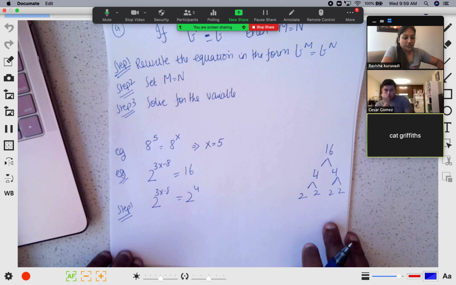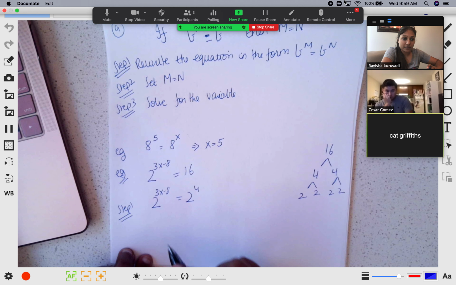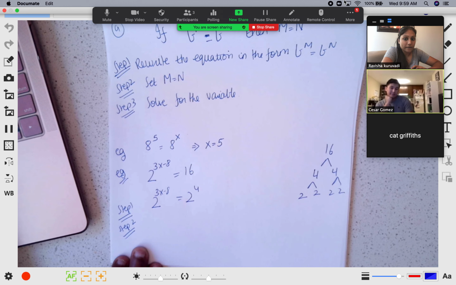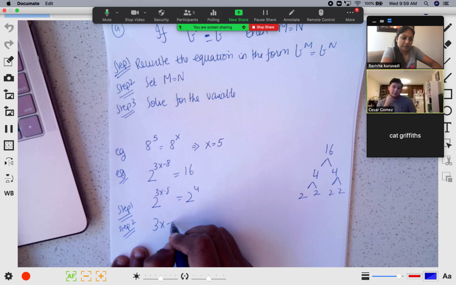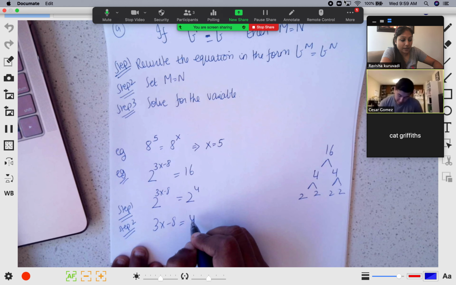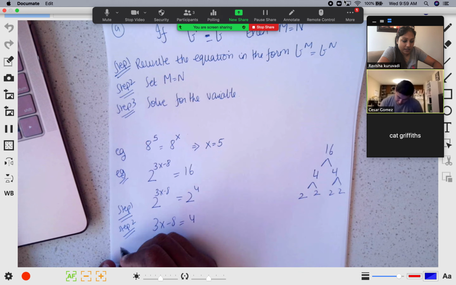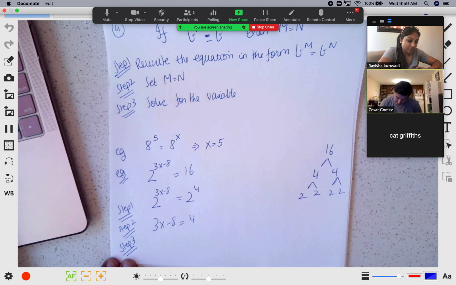Okay. So now here you have your base the same. What's your step 2? Can you tell me, Caesar? Make 3x minus 8 equal to 4. Exactly. Now since I made my bases the same, I can put my exponents equal to each other. So I get 3x minus 8 is equal to 4. And step 3 is solve for the variable. So basically you have to solve for x.